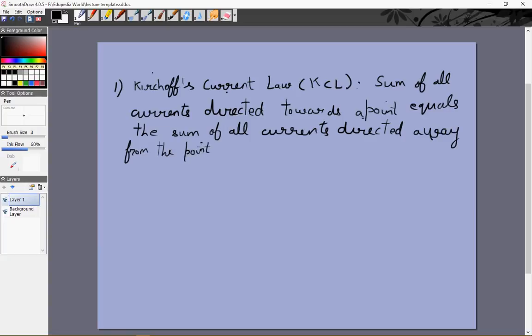This basically means that in a circuit, charge should not be accumulating anywhere. If this is a junction of 5 wires, this has a current I1 going in, this has a current I2 going in, this has a current I3 coming out, I4 coming out, and I5 going in, let's say, then I1 plus I2 plus I5 has to be equal to I4 plus I3. The current going into this junction is equal to the current coming out of this junction.